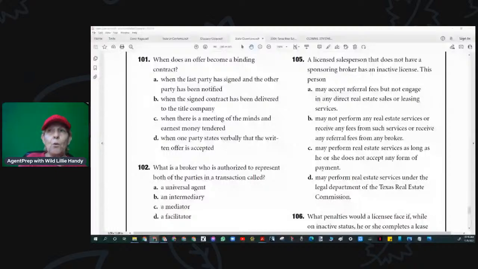101A, when the last party has signed and the other party has been notified. If there are any counters or if it's accepted right away. So let's say the buyer makes the offer and it's presented to the seller by the listing agent and that seller accepts it. Now that listing agent has to inform the buyer agent, and the buyer agent informs the buyer, and that's when it becomes binding. That buyer agent needs to put the executed date on it. So when the last party has signed and the other party has been notified, 101A is the correct answer.